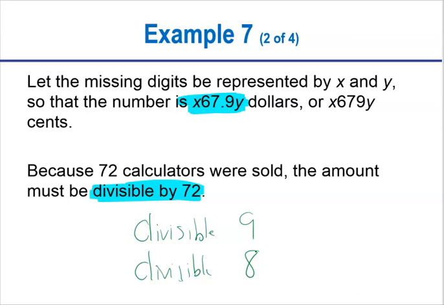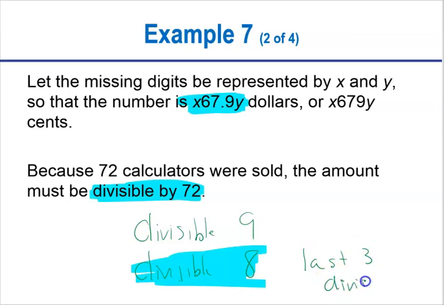What's the test for 8? Remind me, what is the test to determine if a number is divisible by 8? Well, remember the last 3 digits must also be divisible by 8. Hey, that might take us a long way. What are the last 3 digits? Look, 7, 9, and then y.